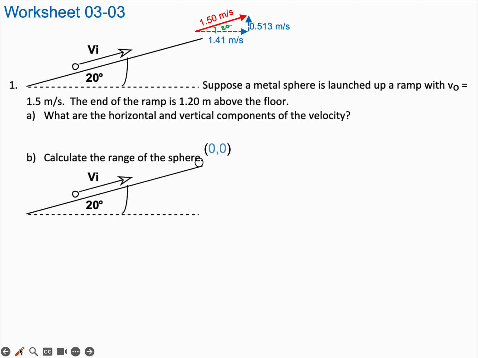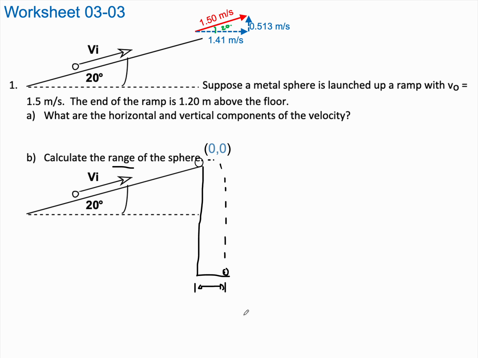Now, this edge of the ramp is 1.2 meters above the floor. Our question is, how long is it going to take? Well, we actually want to calculate how far away from this it's going to land. Range here just simply means how far away from the end of the ramp it is going to land. It's what you were calculating in your one lab.